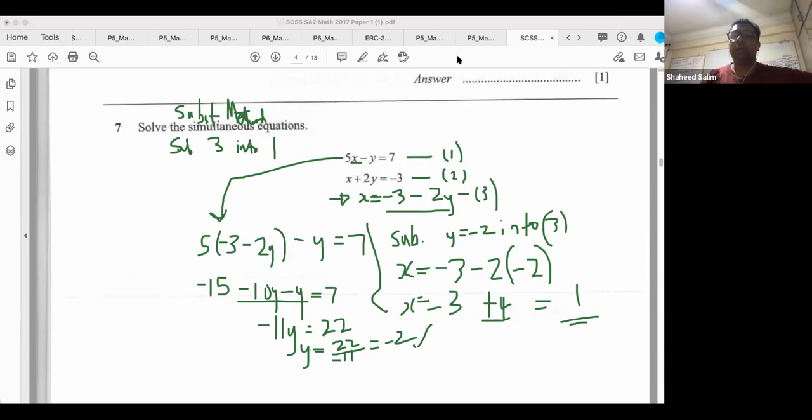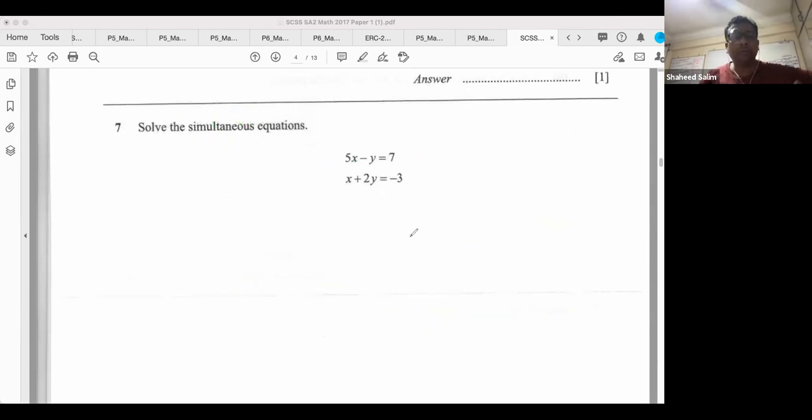Now we do the elimination method. The elimination method is where you want to get rid of one of them. So how? The coefficients must be the same. So you times this by 5, you get 5x. So what do you get? Minus 3 times 5, minus 15. This one, times 5, you get 5x. Times 5, you get 10y. Are you following me? Yes, right?